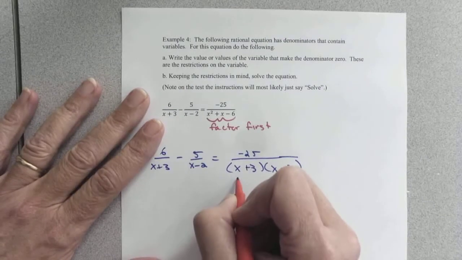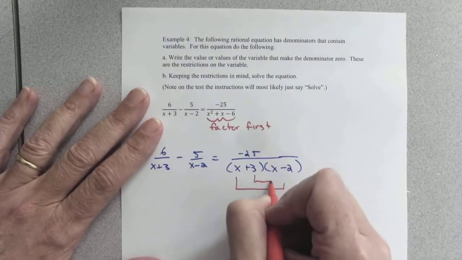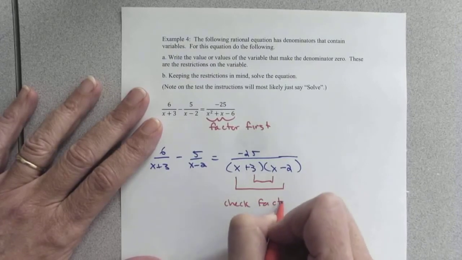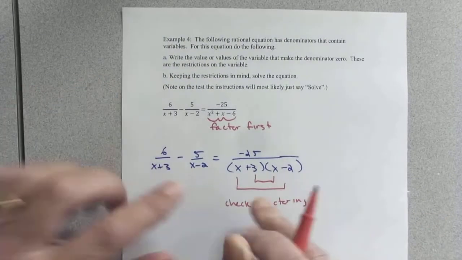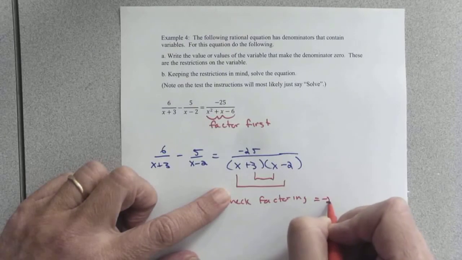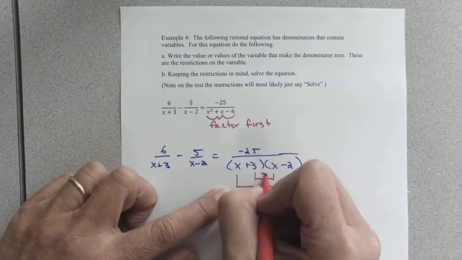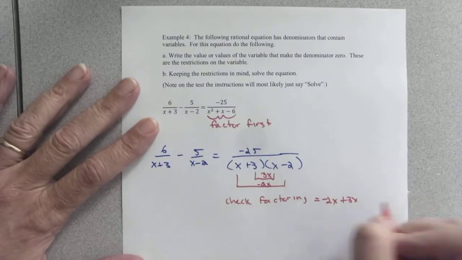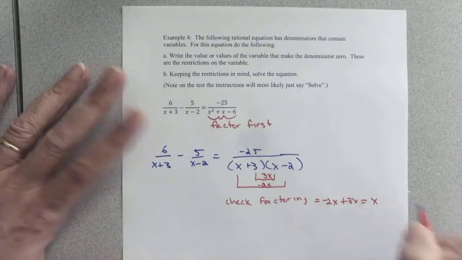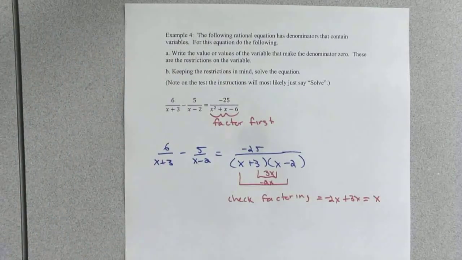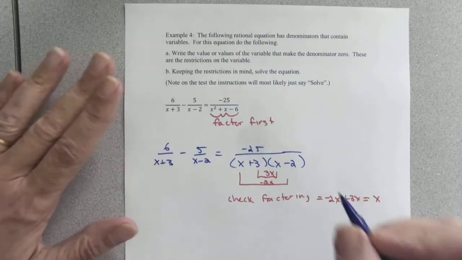And then when I check that, so this is checking the factoring. On the outside, I get negative 2x. On the inside, I get 3x. Negative 2x plus 3x is x, which is the center I want. So there's my factoring.